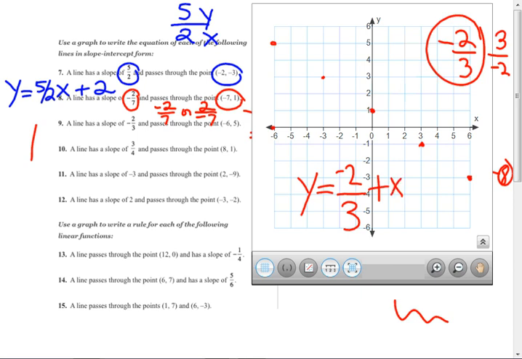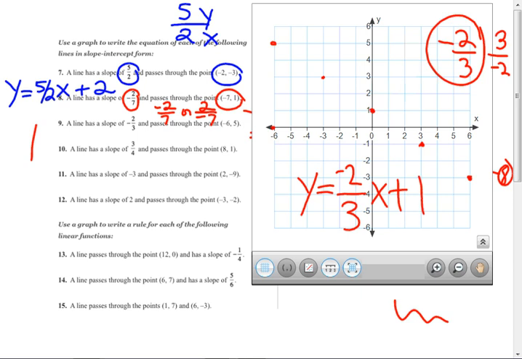It's negative 2/3. Remember, the slope is always multiplying x. X plus. And now where's b? It's right there. Okay, 1. Yeah. That's it.